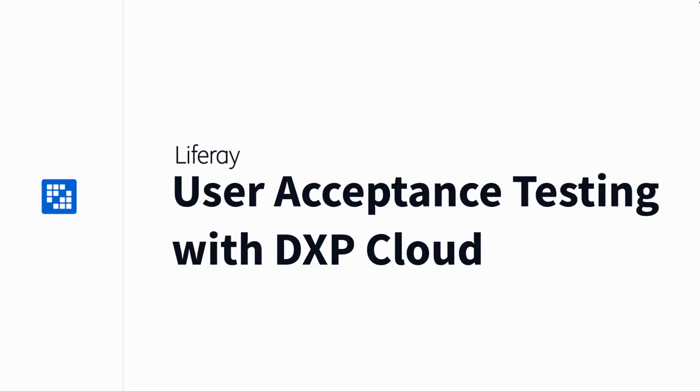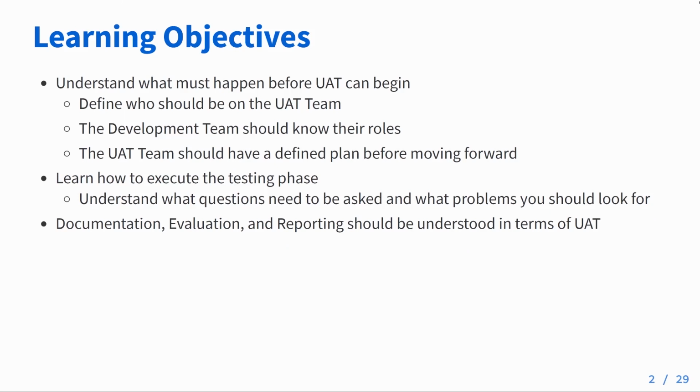Today, we're going to be going over user acceptance testing with DXP Cloud. Today's learning objectives are going to be understanding what happens before UAT can begin. And that's going to include things like defining who should be on the UAT team. We want to define what the development team is and what their roles are. And we want to define what the UAT team should have as far as defined plans before moving forward.